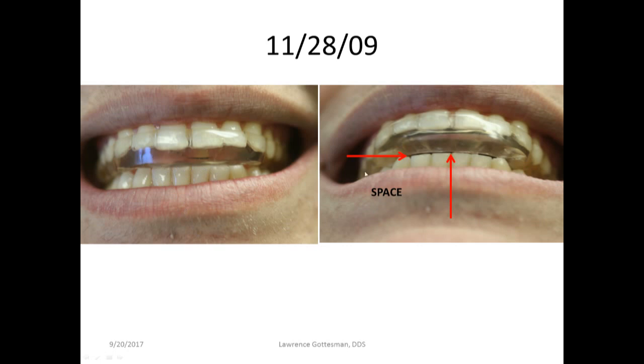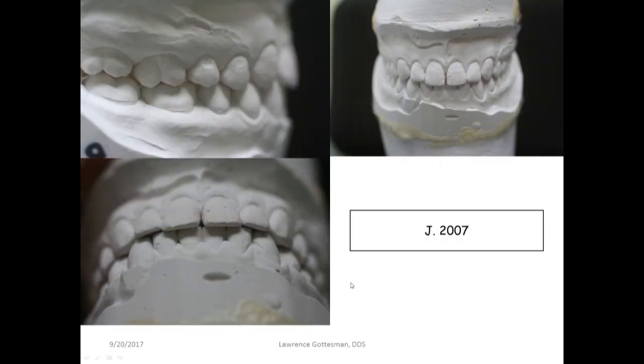when I look at this head on, it looks okay, but when I take a look underneath, you can see that there's a gap here. There's a space, and I knew right away when he walked in 2009 that I was in trouble. I have the models from 2007, and you can see that his upper and lower teeth are meeting, and there's a substantial amount of contact in the back teeth as well.